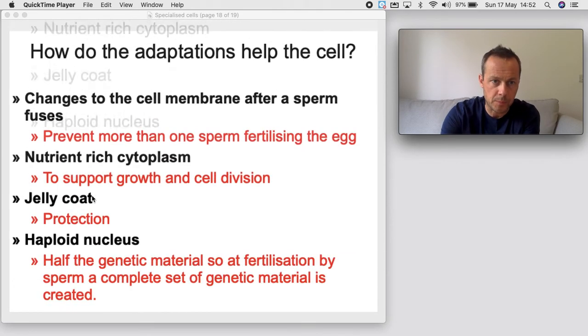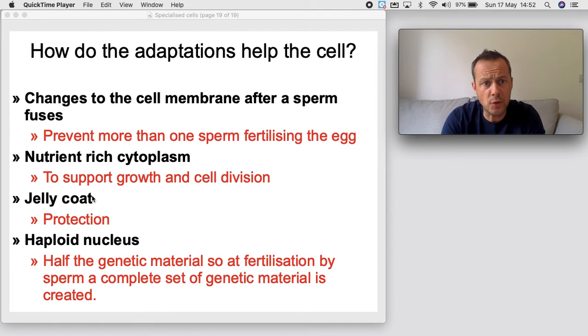Okay, looking at each one. So first of all, the changes to the cell membrane after a sperm has fused with it. I've mentioned the haploid nucleus before. We want one sperm to fertilise one egg. So we have half the genetic information from the sperm and half the genetic information from the egg. If 2 sperm fertilise the same egg at the same time, that would be 1 half and another half and another half of genetic information. That would not result in a successful zygote developing.